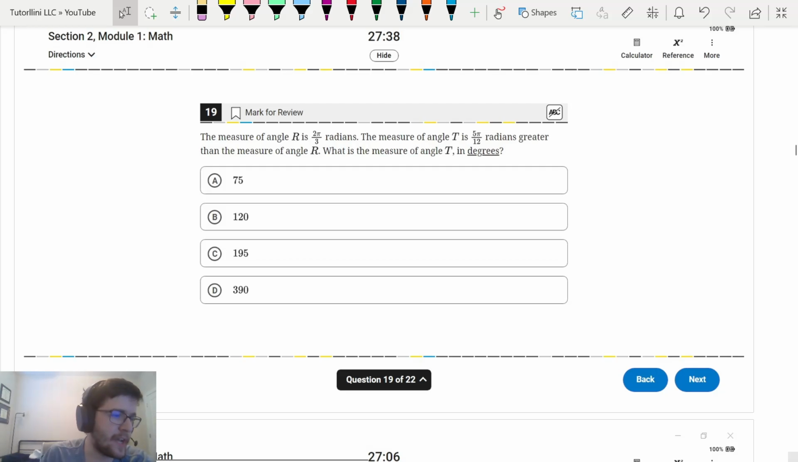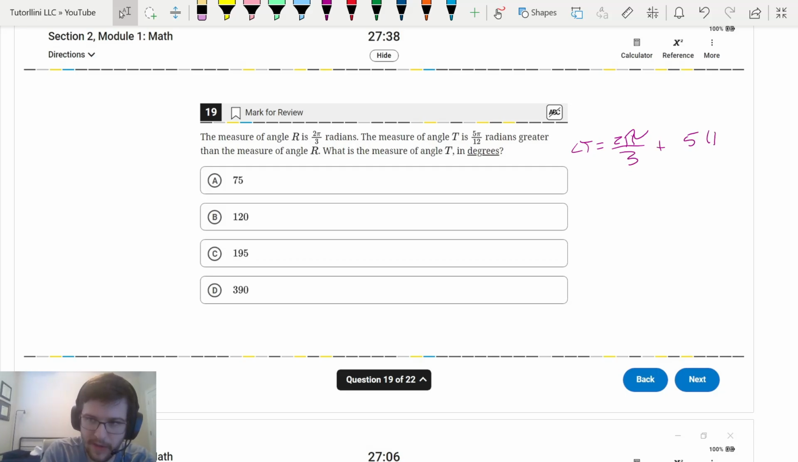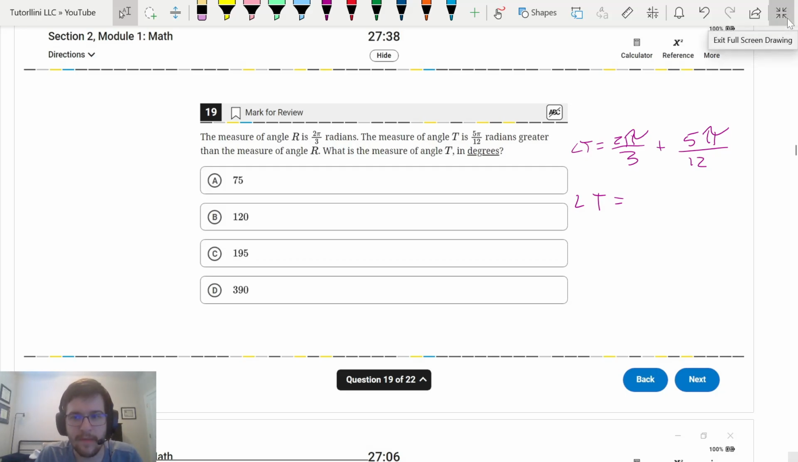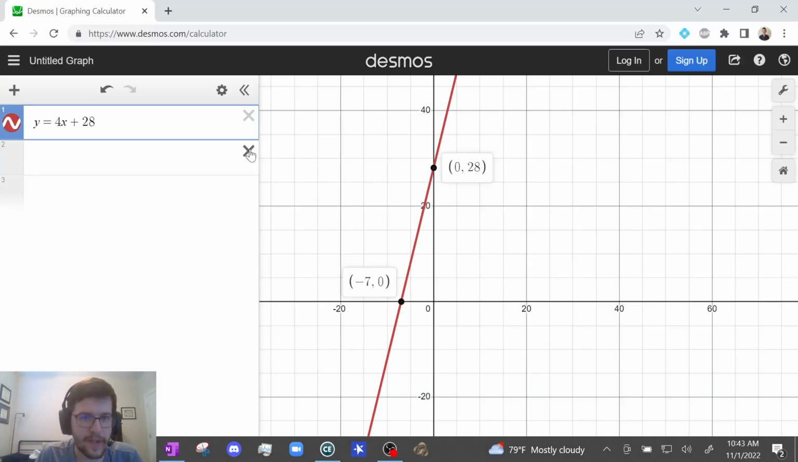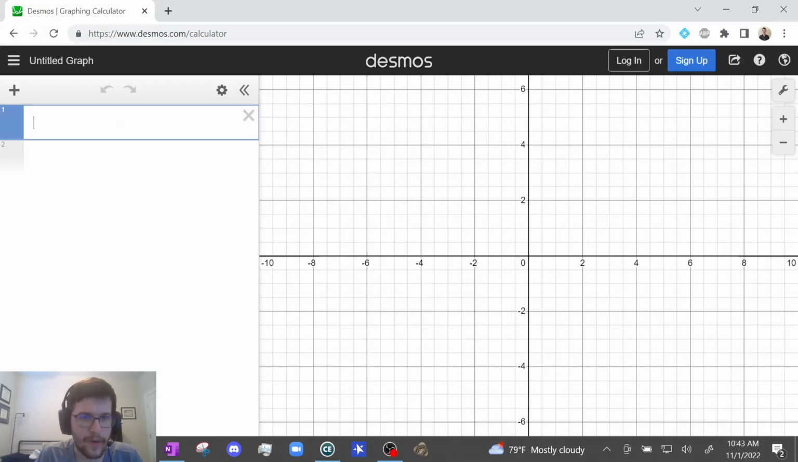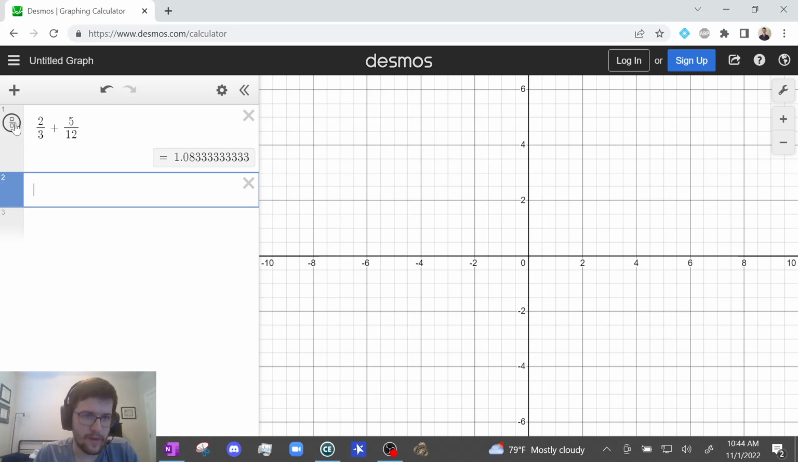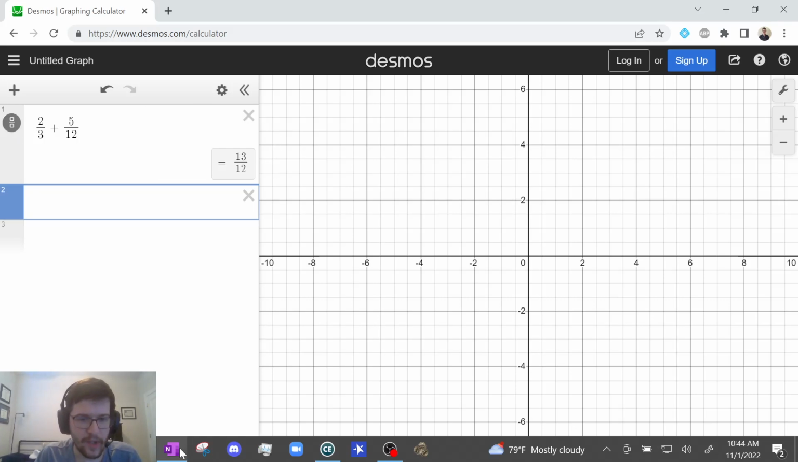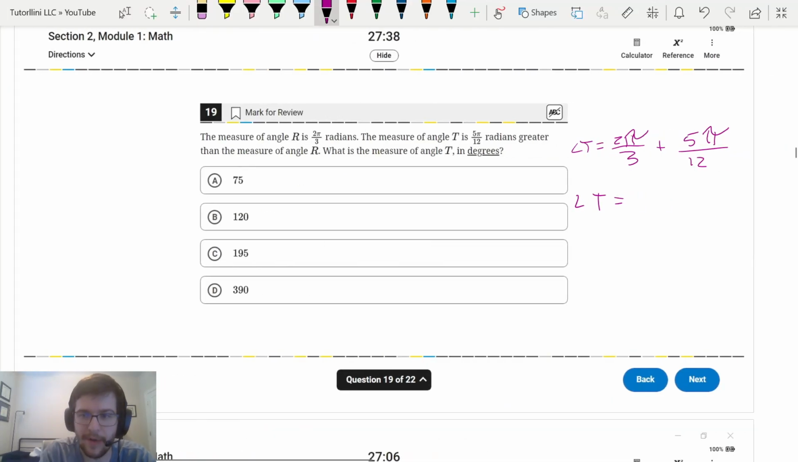Okay, so the measure of angle T is 2 pi over 3 plus 5 pi over 12 radians. If I were you, I would just ignore the pi and do the fraction math on my calculator. You could do it on your TI-84, or you could do it on here. 2/3 plus 5/12. Click on the little button. Okay, that's 13 over 12. Then we just slap a pi in front. So 13 pi over 12 radians.